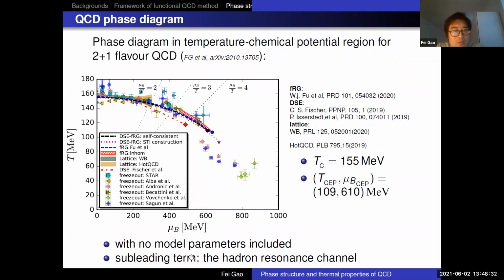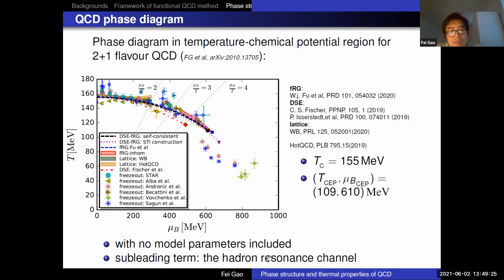But of course, there are also some higher order corrections in the vertex that are neglected. For example, the subleading term, the neglected dominant correction is the hadron resonance channel in the quark-gluon vertex. So we must say our truncation, this new scheme, can work at around mu B over T equal to 4 or smaller. Above this, the hadron resonance channel becomes more important. So it might not be the final definite result for the critical endpoint, but we are approaching it.